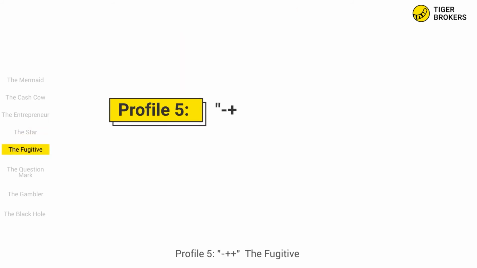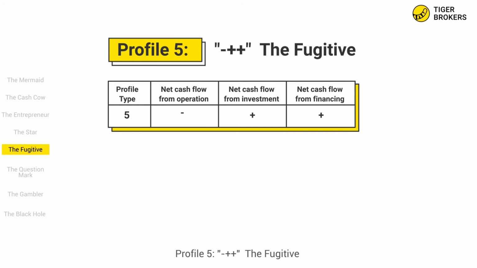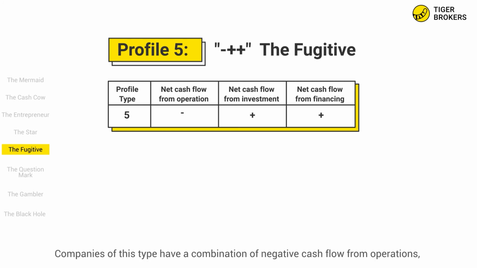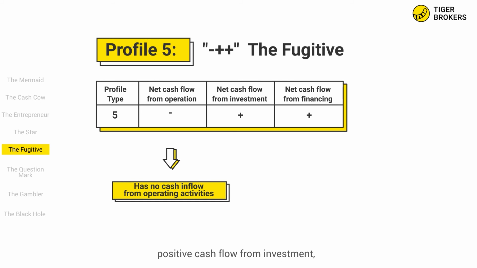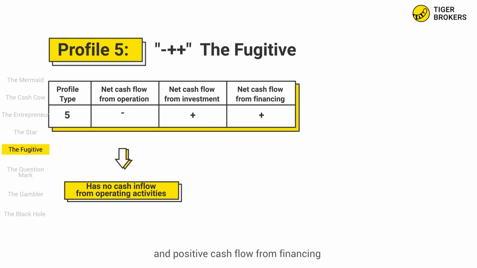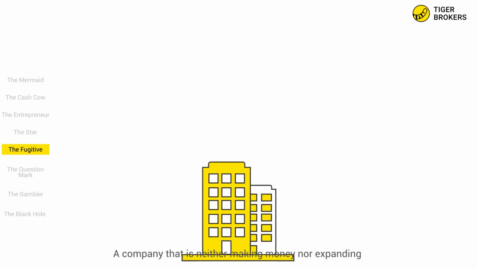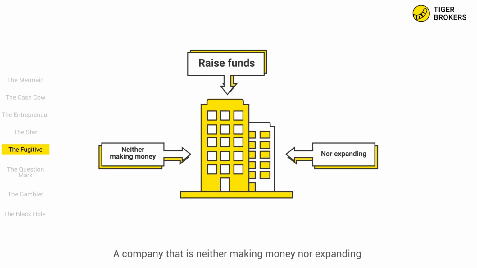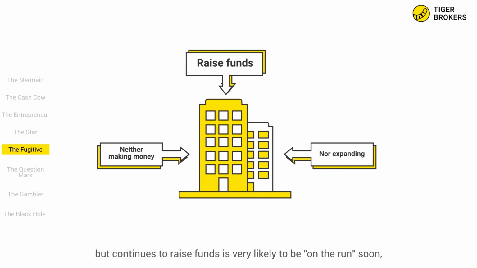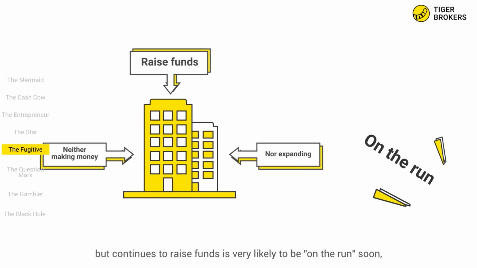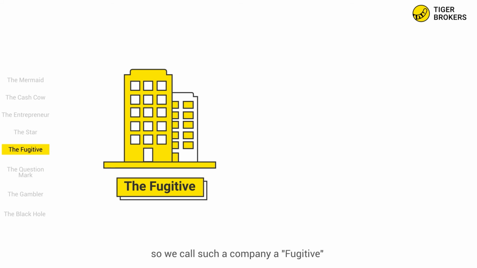Profile 5. One minus, double positive. The Fugitive. Companies of this type have a combination of negative cash flow from operations, positive cash flow from investment, and positive cash flow from financing. This means that a company has no cash inflow from operating activities and has stopped expansion but continues to raise funds. A company that is neither making money nor expanding but continues to raise funds is very likely to be on the run soon, so we call such a company a fugitive.